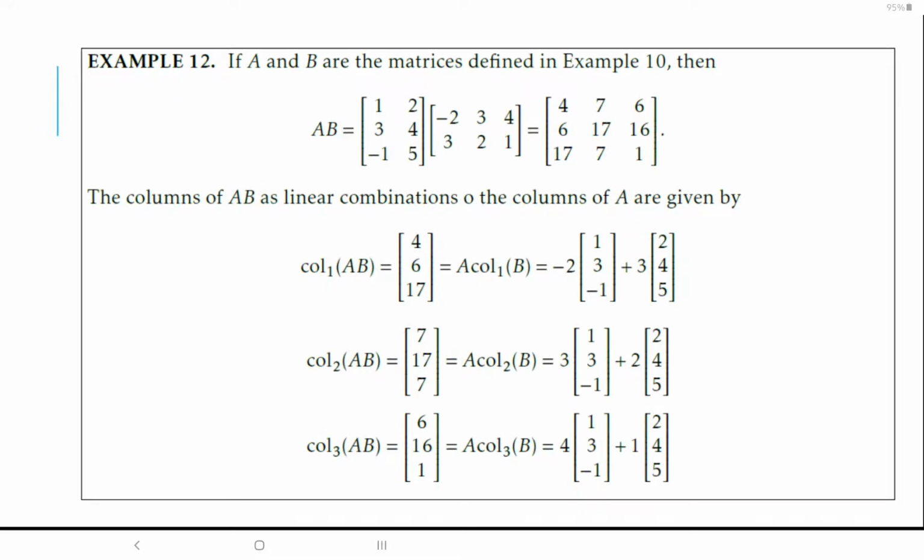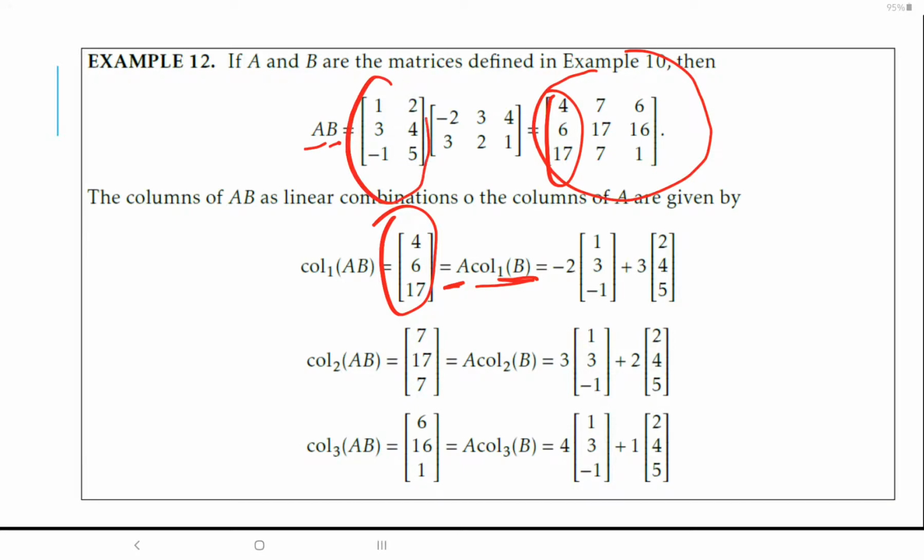Okay, so we have the following example. So if A and B are matrices defined by this one, okay. So we have A and B to be equal to this one times this one, and we will get the following value. So suppose na gusto lang nating hanapin si 4, 6, 17. So yung first column natin. So we just multiply A by the first column of B.